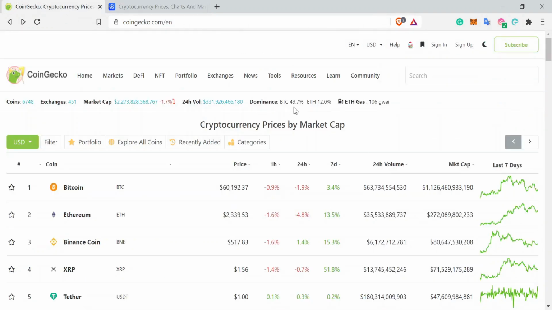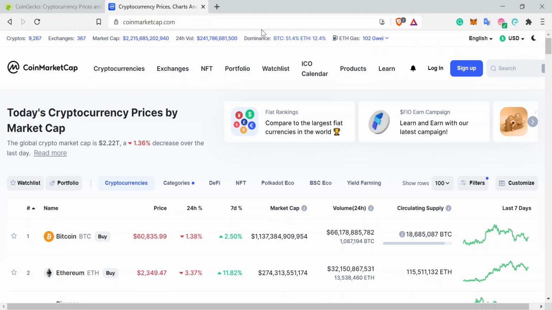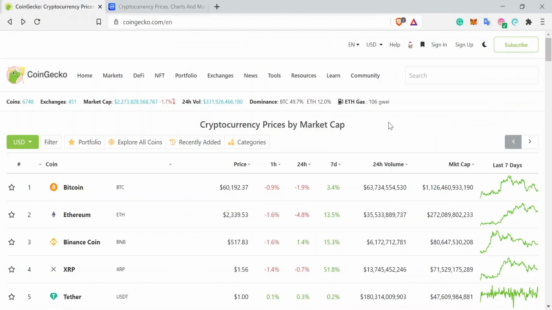The Bitcoin dominance will usually not vary too much, and obviously we've got around 50% so far. So that's around 50% of the market is actually dominated by Bitcoin at the moment. And then Ethereum is very similar as well. The ETH gas is actually the fee that is transacted every single time you do an ETH or Ethereum transaction. And that ranges from about 70 to 150 GWEI, which is the smallest unit of Ethereum. And again, it's very similar depending on the exchange.